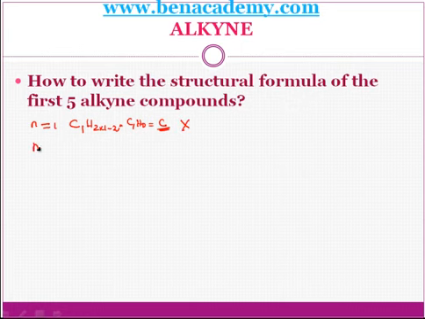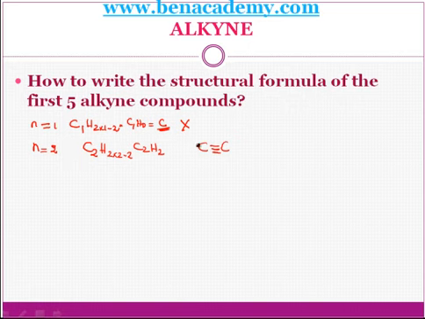If the number of carbons is 2, then the formula will be C2, H, 2 into 2 is 4, 4 minus 2 is 2. Therefore, C2H2. How to write the structural formula of this? First, you write the number of carbons side by side, adjacent to each other. Connect these 2 carbon atoms by means of a triple bond. Alkyne means it should have a triple bond between 2 carbon atoms.